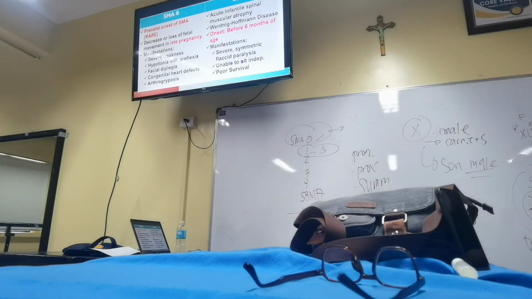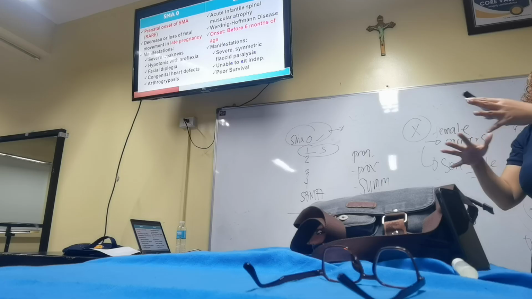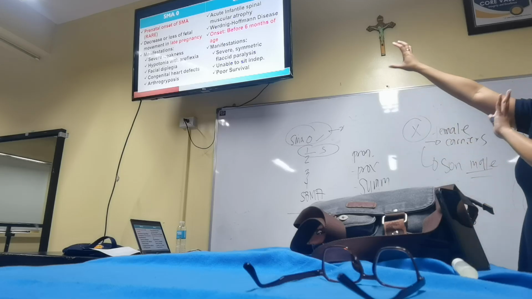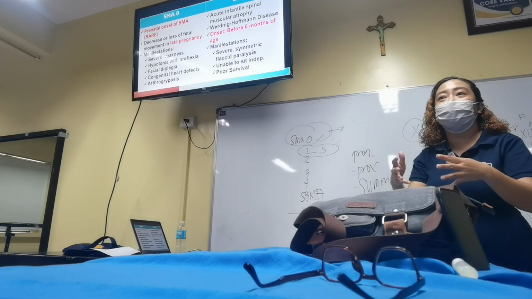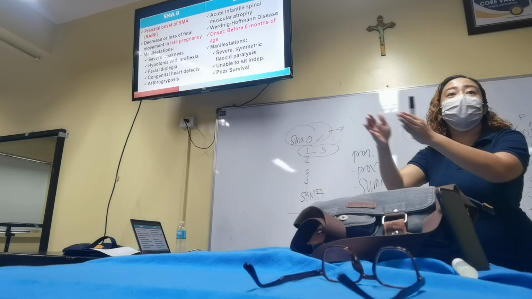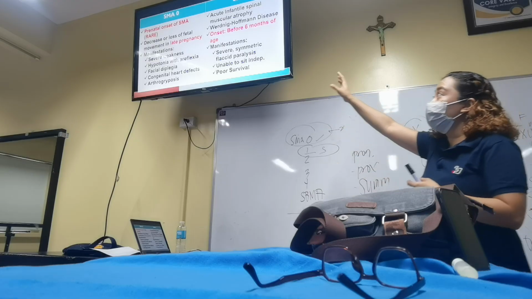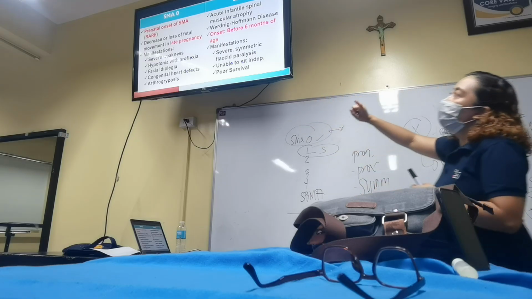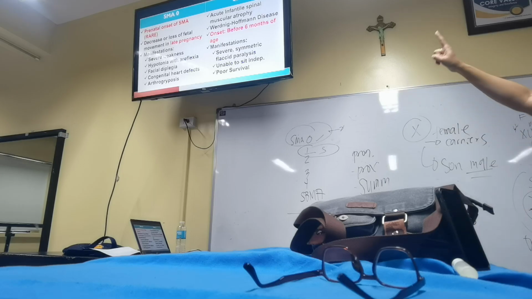SMA1, what do you need to know? There are two names for SMA1: acute infantile SMA or Werdnig-Hoffmann disease. Now, what is the concept? If SMA0 is from the time of birth, SMA1 is before 6 months. When the baby is born, it's like normal. But as the 0 to 6 months progress, you can see manifestations such as severe symmetric flaccid paralysis. The patient is not able to sit independently.